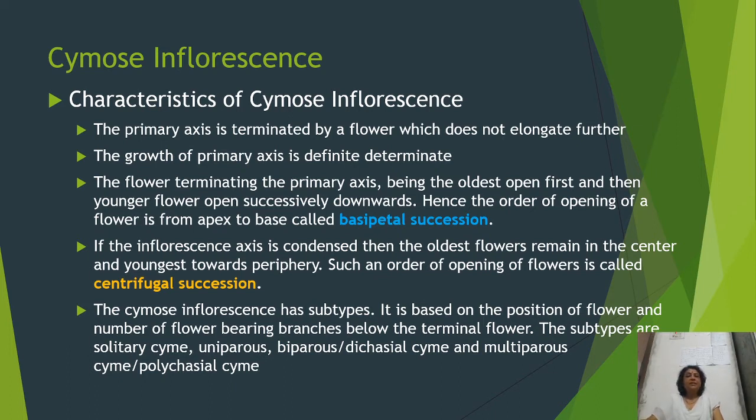The primary axis is terminated by a flower which does not elongate further. That means at the apex or at the tip of the branch there is an older flower and therefore the growth is limited. So we can say that the growth of the primary axis is definite or determinate. The flower terminating the primary axis, being the oldest, opens first and then younger flowers open successively downward. Hence, the order of opening of flowers is from apex to base. It is also known as basipetal succession.